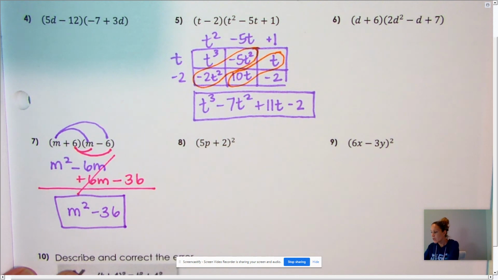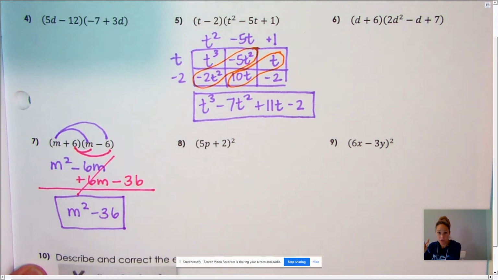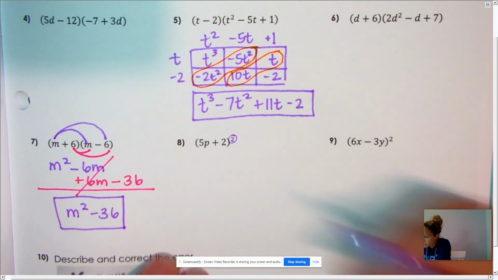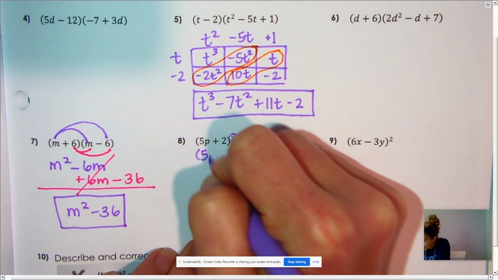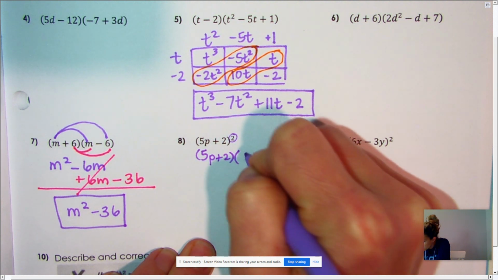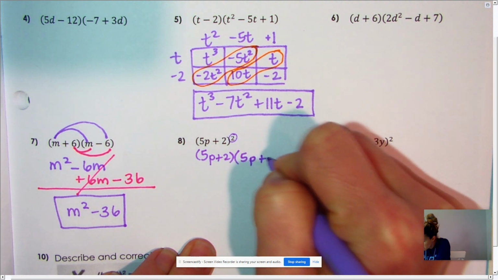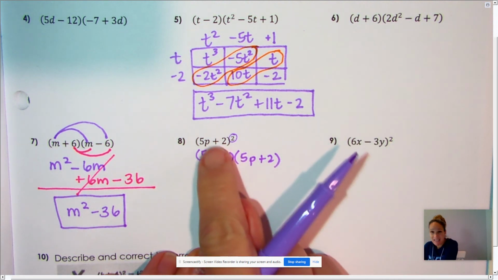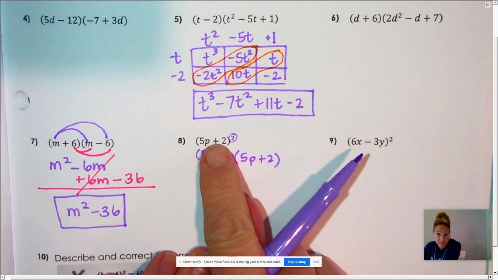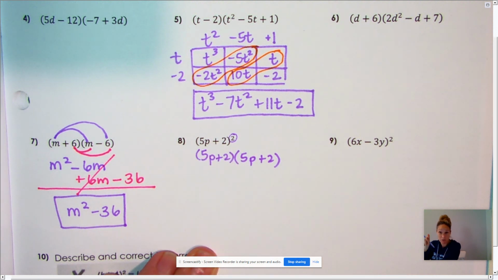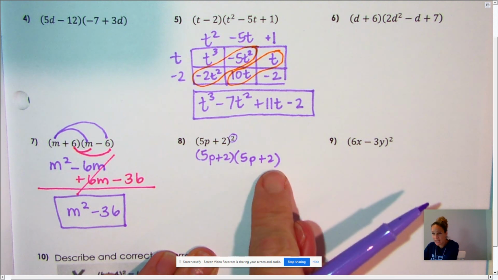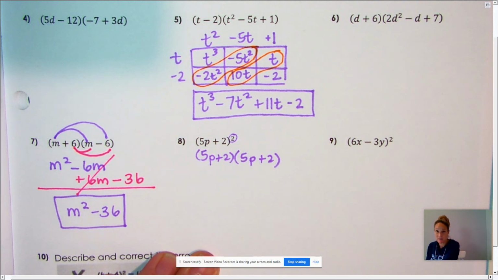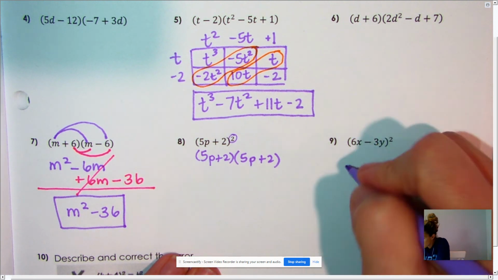Okay. Question number 8, you're going to try on your own, and my hint is anytime there's a squared, it means that you need to rewrite it, 5p plus 2 being multiplied by itself, because that's what squared means. You cannot distribute the 2 when there is a plus or a minus inside. Okay. So make sure you remember that. You have to rewrite it out, and your answer is going to be a trinomial, meaning 3 different terms. Okay, question 9 will do just like that problem.